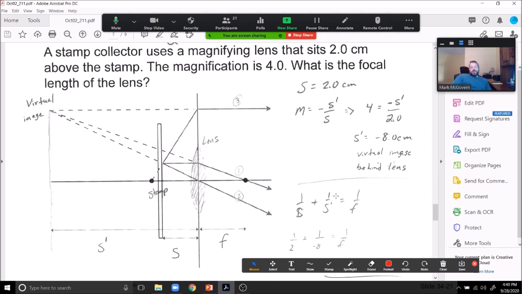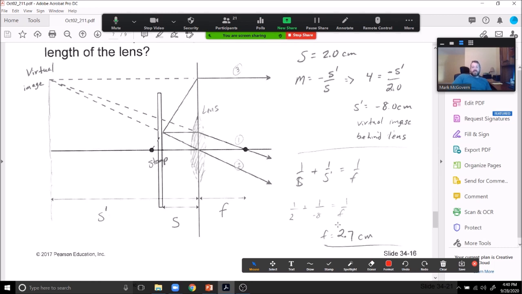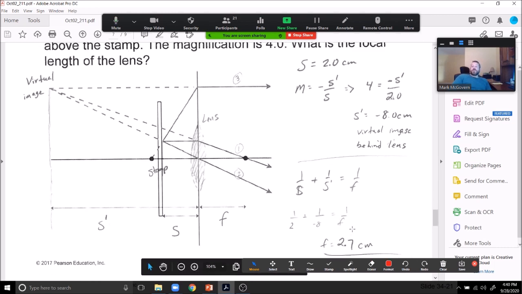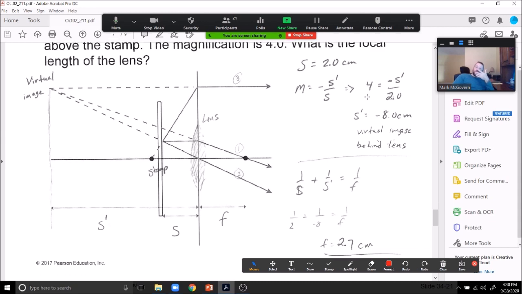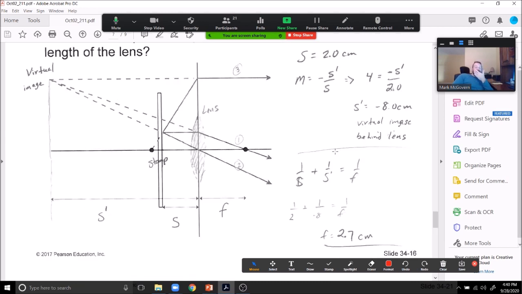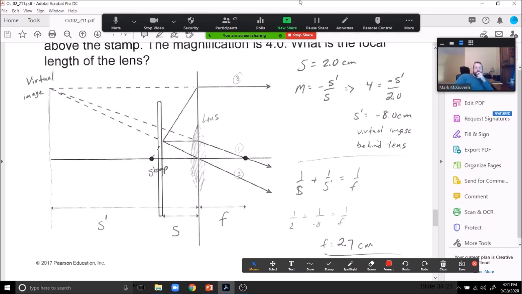Once I get the magnification, I go to the lens equation and solve for f, and we get 2.7 centimeters. So we were close. You notice the magnification is bigger than the last example, so we'd have to be closer than we were in the other one, which we are. So it's the same problem. We kind of went backwards with it, basically.